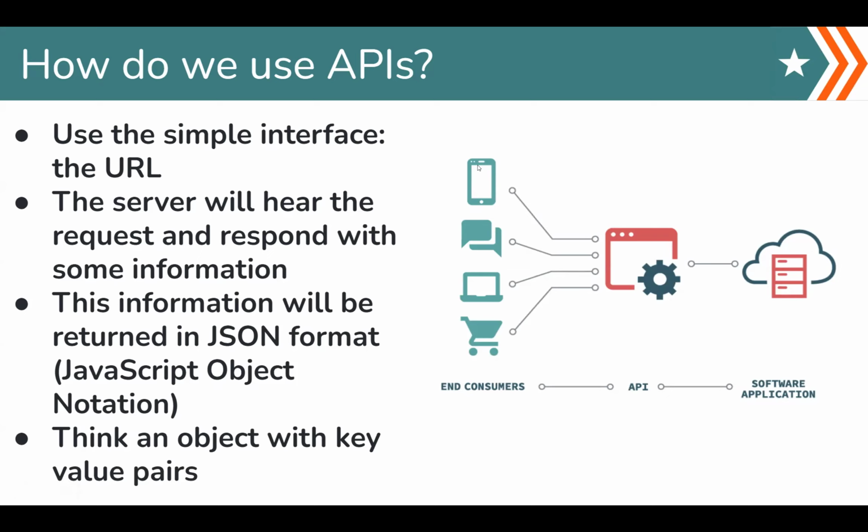Here we see a little diagram. Here we have your end consumers, or I guess your client, whether it's a desktop application, some kind of messaging application, your phone, or some kind of store online. These applications put in a request to the API interface, which is that website. That interface takes that request and sends it to its backend, wherever this database is, and it's going to query the database for the information you're looking for.